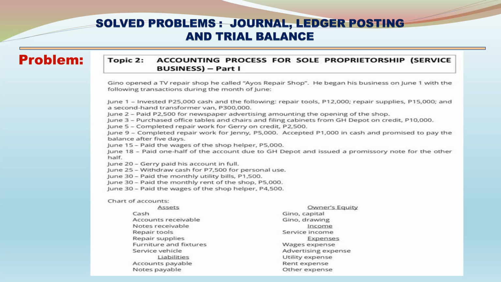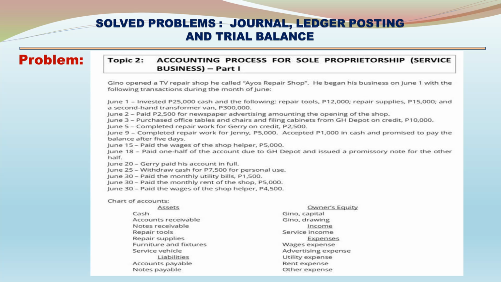June 1. Invested 25,000 cash and the following: repair tools 12,000, repair supplies 15,000 and a second-hand transformer van 300,000. June 2. Paid 2,500 for a newspaper advertisement for the opening of the shop. June 3. Purchased office tables and chairs and filing cabinets from GH Depot on credit, 10,000. June 5. Completed repair work for Gary on credit, 2,500. June 9. Completed repair work for Jenny, 5,000. Accepted 1,000 in cash and promised to pay the balance after 5 days.